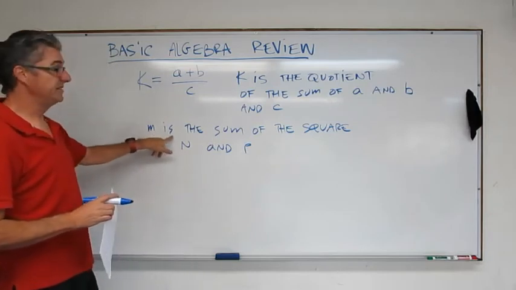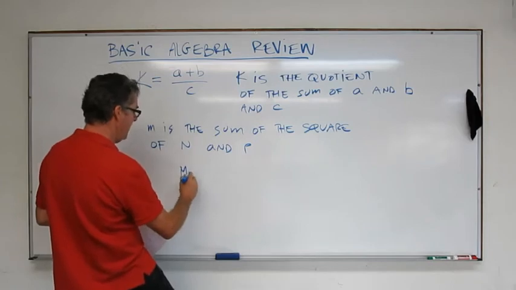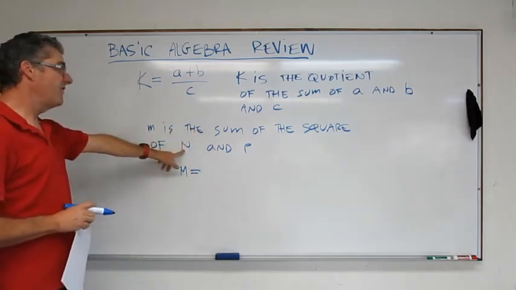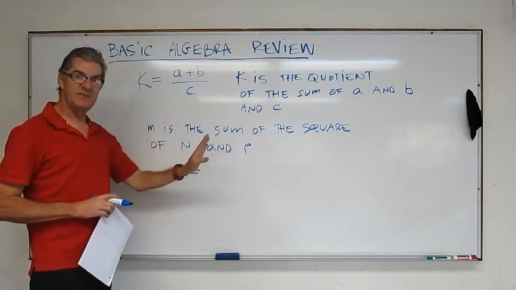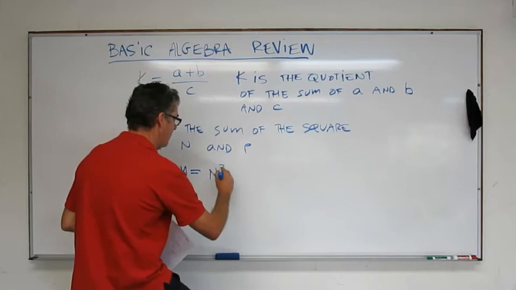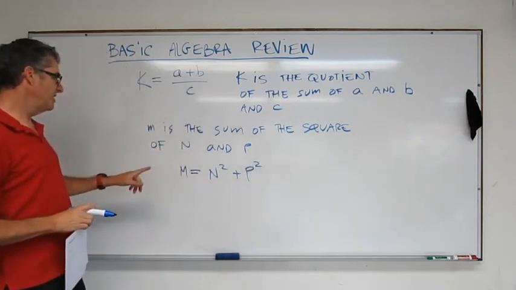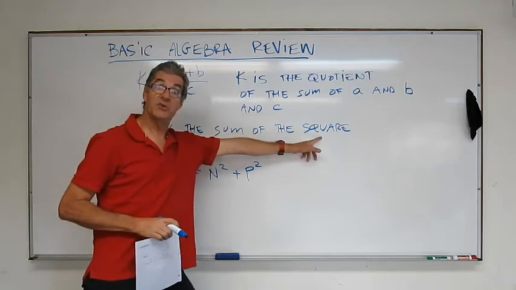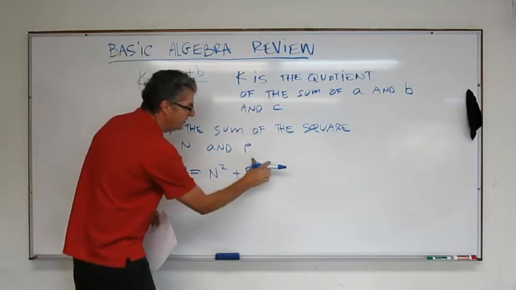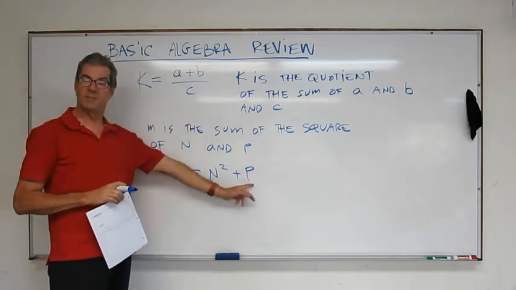So M is equals. So M equals, now it's a sum of the square of N and P. Now this is tricky, because you might be tempted to write N squared plus P squared. But it's really not. It's the square, not the squares. It's the square of N and P. So we don't have the squared there. So this is N squared plus P.